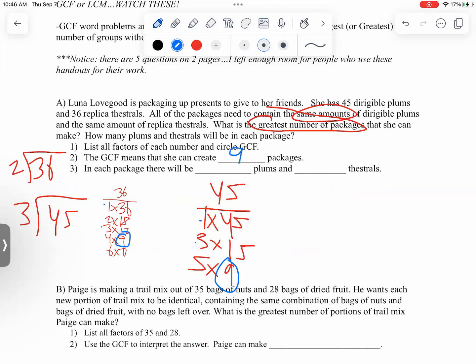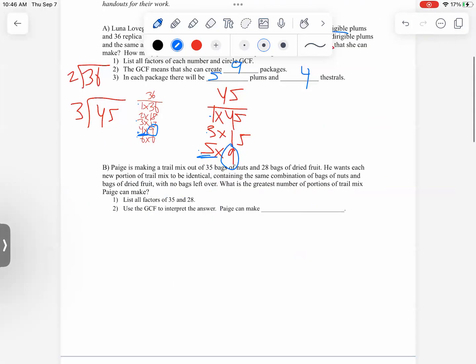In each package, there will be, let's see, plums. There's 45 as plums. So she will have 5 plums in each package. And then for thestrals, she'll have 4. And that, you see how I found the other number there in the pair of factors? That was the rest of the answer.